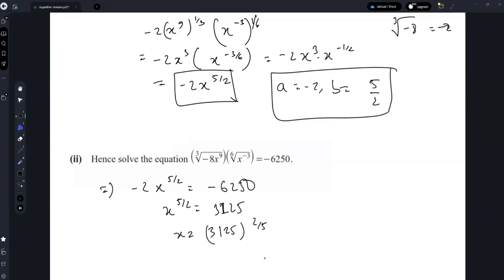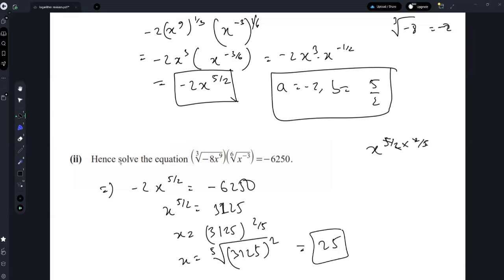The way I recognize this one is by doing the following. If I raise both sides to the power 2 by 5, I can actually cancel out the powers. I mean, cancel out these two. So this equals that. x equals the fifth root of 3125, whole squared. So if I do the fifth root of 3125, I get 25 as my answer for the value of x.